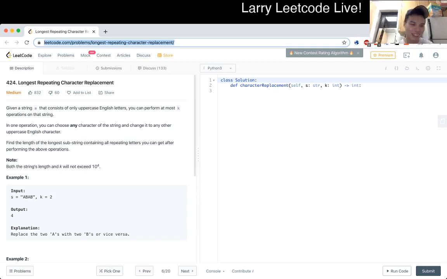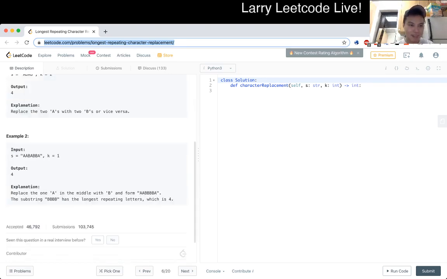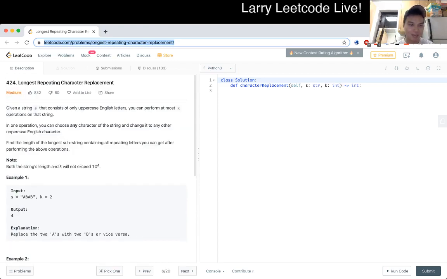Both the string's length and k will not exceed 10 to the fourth, which is 10,000, I think. I always mess that up. String AB. Okay, let's look at some examples. Replace the two A's with two B's or vice versa. Any other? Are these only uppercase? Okay, I think I misread that.